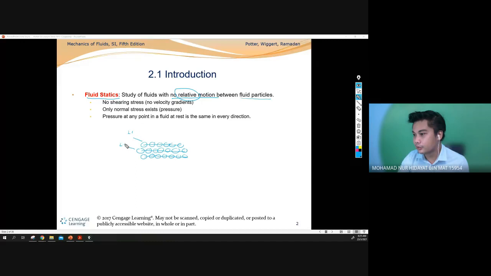This is layer 1, this is layer 2, and this is layer 3. You can see these layers. Relative means layer 1 to layer 2: no motion. That means there is no motion between fluid particles. So because of that, there is no shearing stress. Remember that shearing stress acts in the lateral direction. If there is no motion, definitely there is no shear stress.